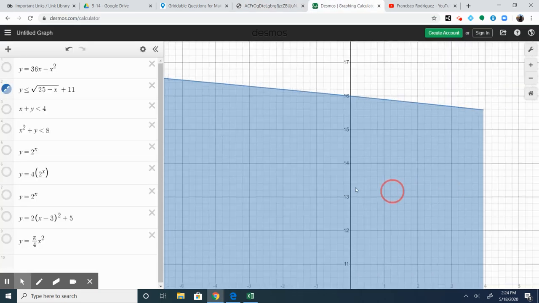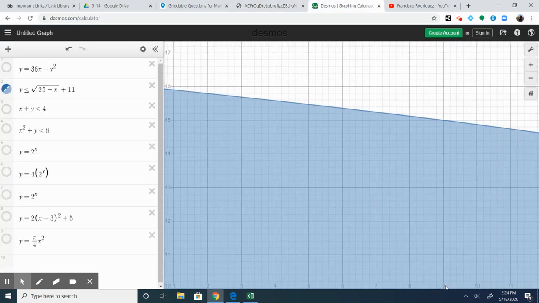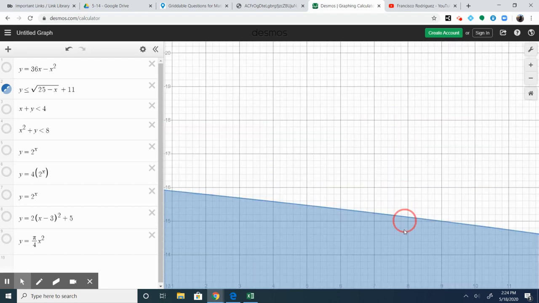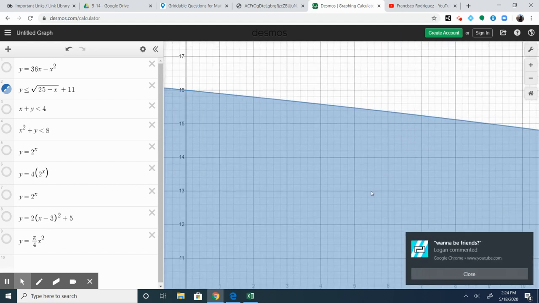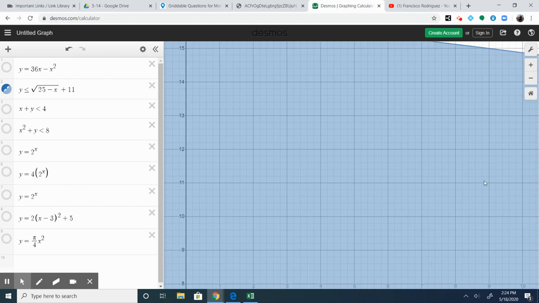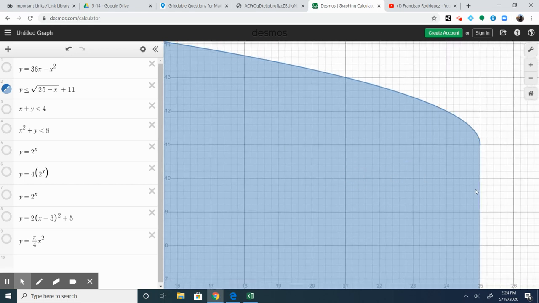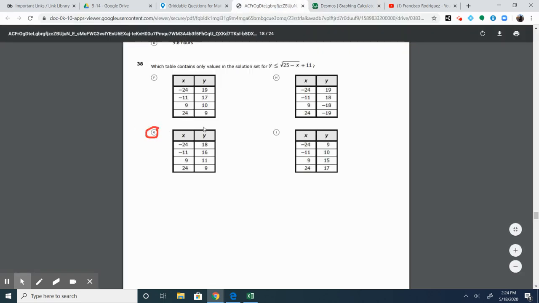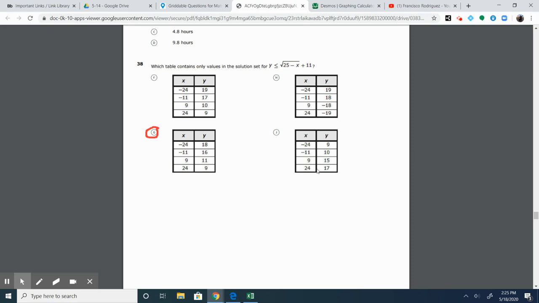Next, positive 9 and 11. Now our y values are over here, so positive 9 and 11 would end up here. And finally, we have 24 and 9, which is right here. So all those values are correct, therefore the answer would be G. If only one of the values is incorrect, then that eliminates that answer.